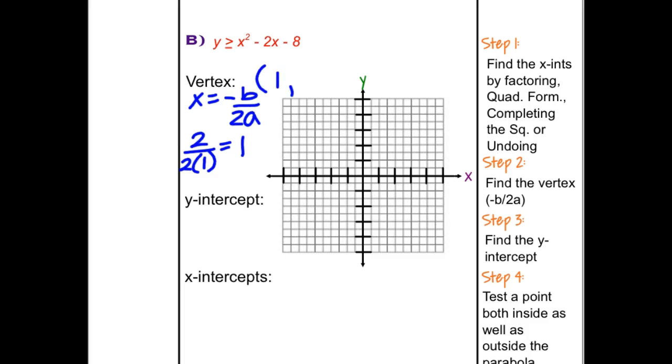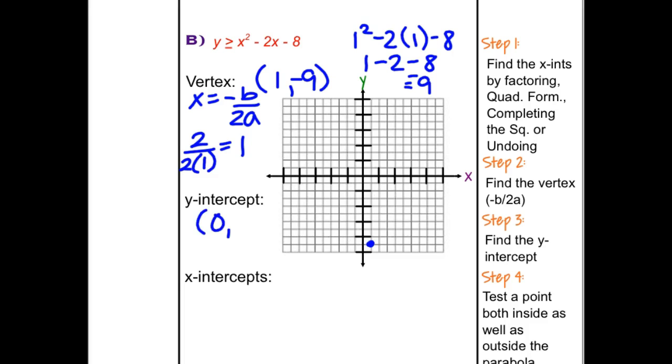Then we substitute that 1 in, so we've got 1 squared minus 2 times 1 minus 8. 1 squared is 1, 2 times 1 is 2, 1 minus 2 is negative 1, minus 8 is negative 9. So 1, negative 9 is going to be our vertex. And then our y-intercept is 0, c, or 0, negative 8. So we graph that, we mirror that. And then we have our x-intercepts.